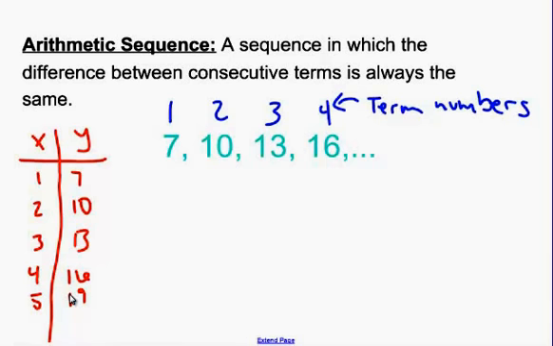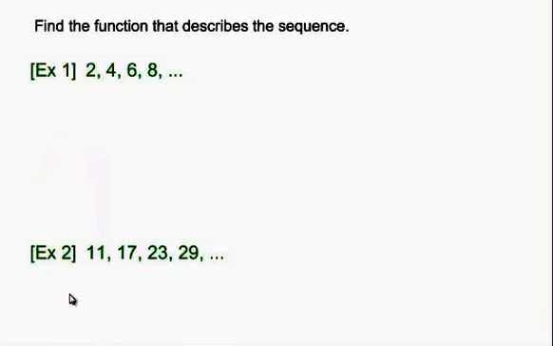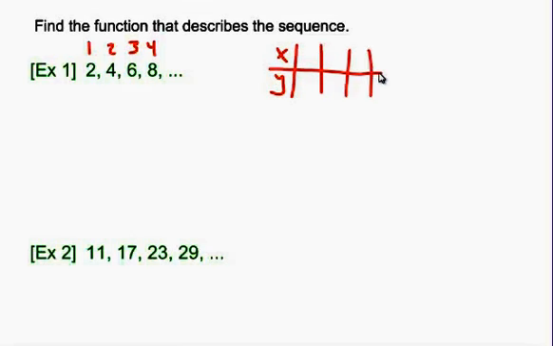Okay? So now we're going to take these, and just like we've been doing before, turn them into functions or equations, whatever you want to call it. So now we have to find the function that describes this sequence. So here we have 2, 4, 6, 8. And I'm going to put my term number in. So you should be writing this down, 2, 4, 6, 8, with the ellipsis. And this is term 1, term 2, term 3, and term 4. Now I could make a table if I wanted, right? X's and Y's. It's kind of made right there for us, right? Term 1, term 2, term 3, term 4. And that'd be 2, 4, 6, 8.